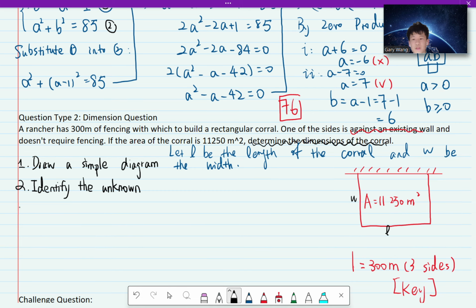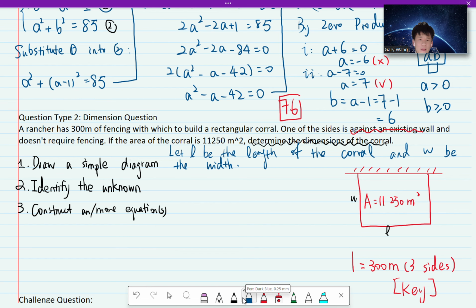Next, our third step, similar to the algebra question, is still to construct n or more equations. What are some equalities implied in this question? So first, we know that the area of this corral is 11,250. So what is the area formula of a rectangle? The area of the rectangle equals length times width, equal to the area.